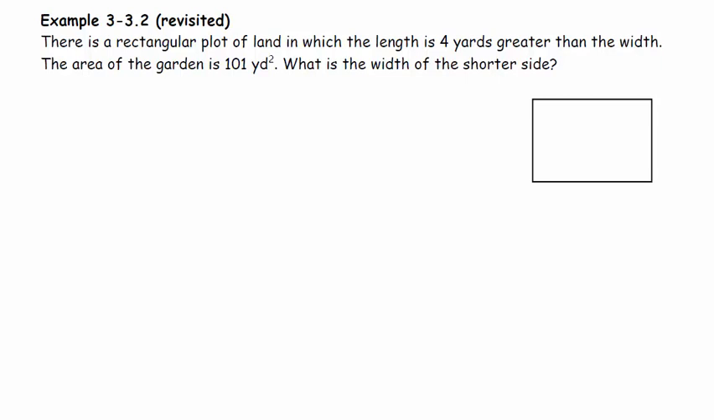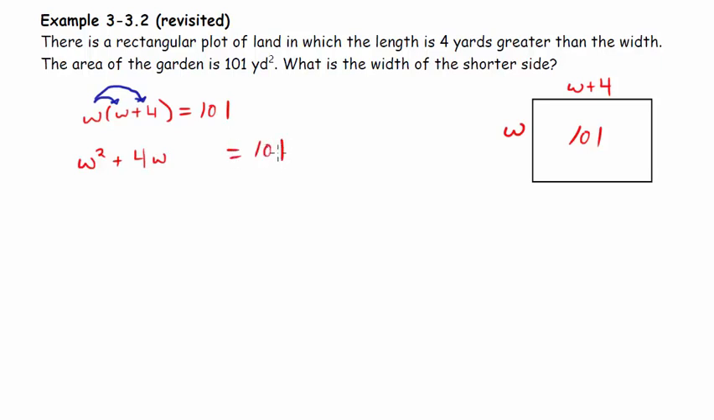So let's look at that example that we started with just a second ago that we could not solve a minute ago because it had irrational solutions. So I think we said that the shorter side we were calling W, and then the other side, the length is 4 more than W. Okay, and when we multiply those two, we get an area of 101. So if I take W times W plus 4 equals 101. Alright, now I'm going to distribute as we did before, and I get W squared plus 4W equals 101.